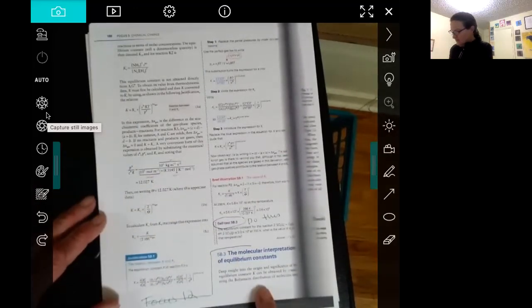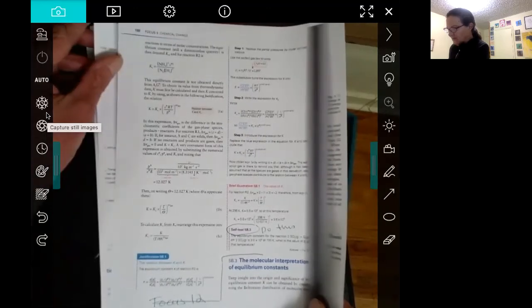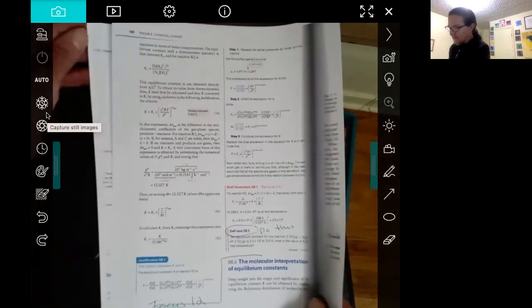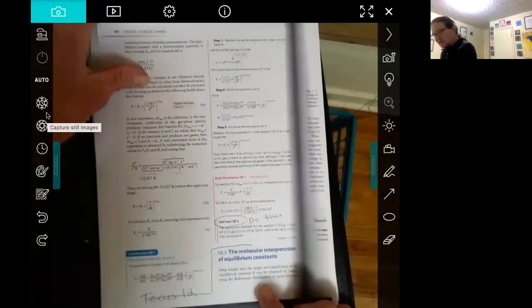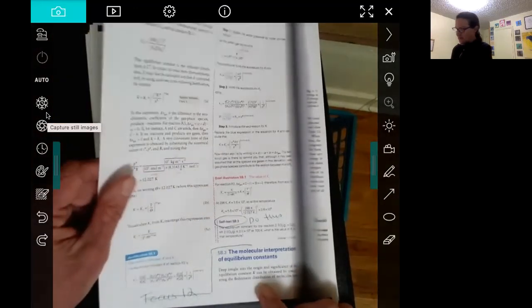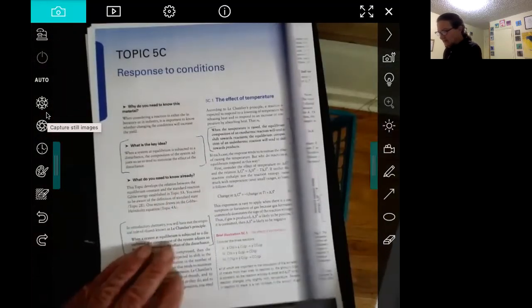This little section on the molecular interpretation of equilibrium constants, it's really best discussed after we do chapter 12. Chapter 12 uses statistics to look at what molecules are doing on average to figure out how you could calculate an equilibrium constant. So skip this little section for now, but we'll come back to it in Focus 12. So that's the end of that topic.